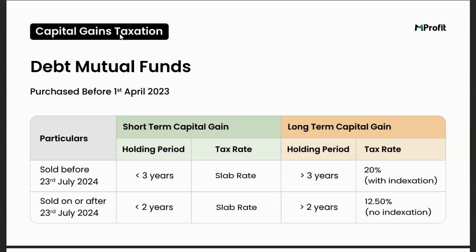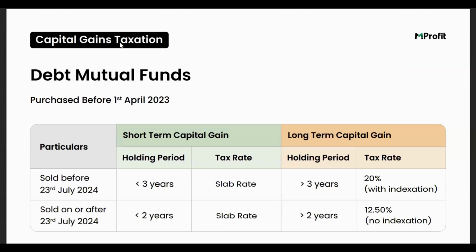If you have sold before 23rd of July, but the holding period is more than 3 years, then it will be classified as a long-term gain. For long-term gain, the tax rate is 20% with indexation benefit provided.